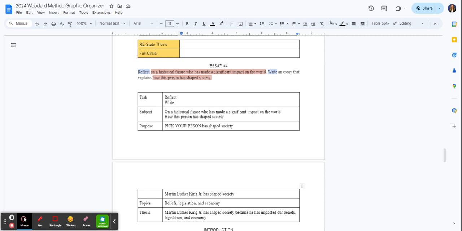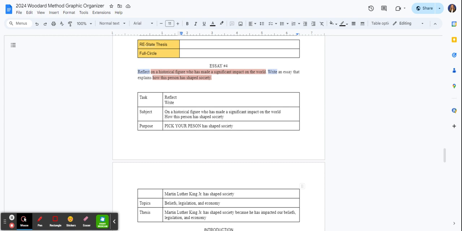Now, in order for us to figure out which subject it is, we have to figure out what our 3 topics are going to be. Well, we don't have 3 topics, so instead we come up with 3 ways in which a person can shape society. And what we came up with were that it can change the beliefs of a society, it can change the legislation of a society, and it can change the economy of a society. We then worked backwards to pick our person, which is they're going to choose Martin Luther King Jr.